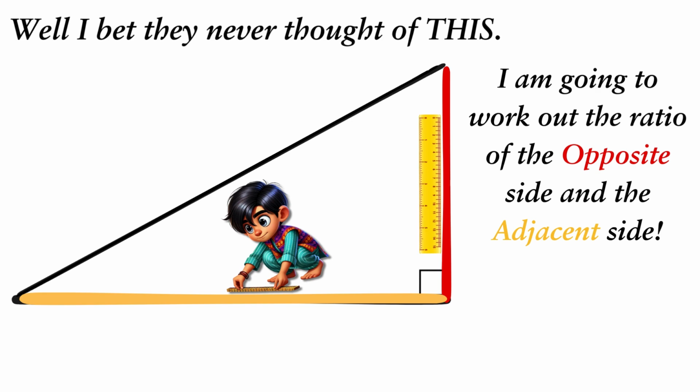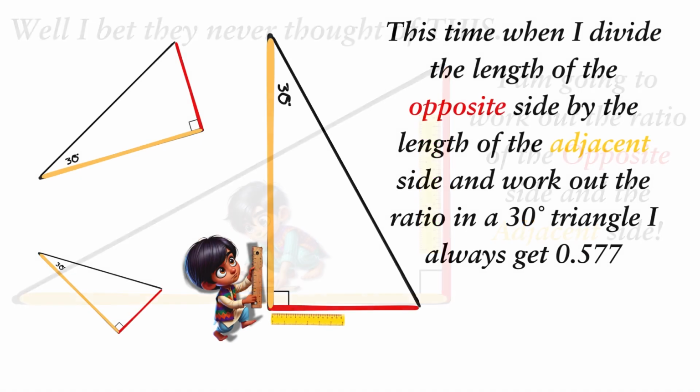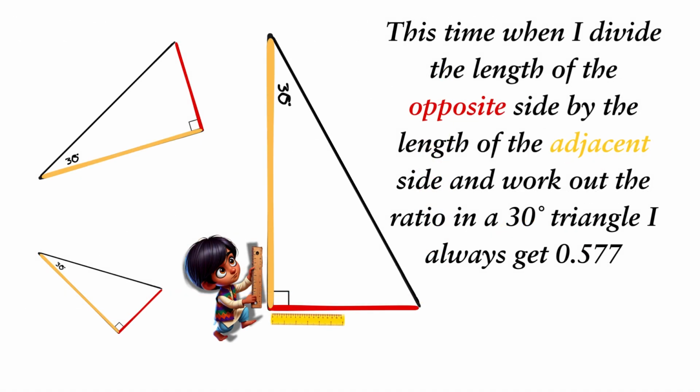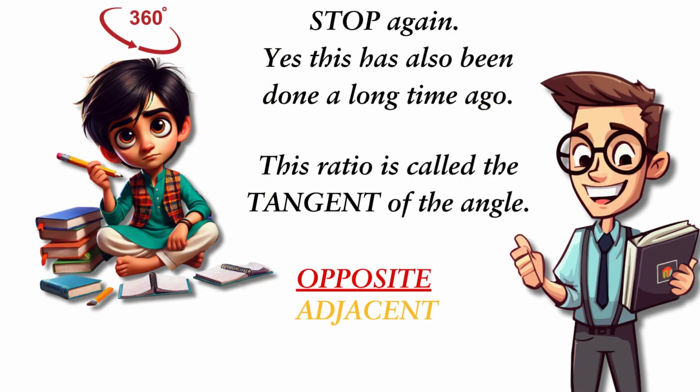I'm going to work out the ratio of the opposite side and the adjacent side. This time, when I divide the length of the opposite side by the length of the adjacent side and work out the ratio in a 30-degree triangle, I always get 0.577. Stop again. Yes, this has also been done a long time ago. This ratio is called the tangent of the angle, opposite divided by adjacent.